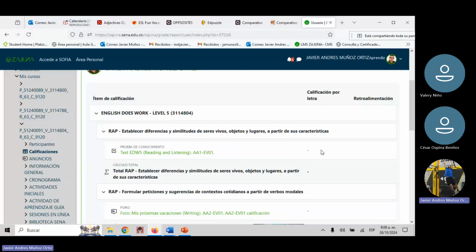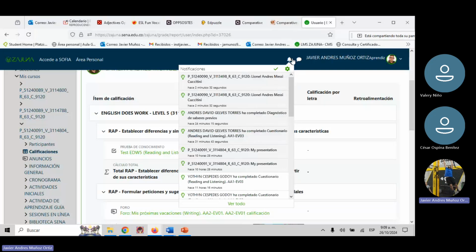If we find an A, that means that we have approved the evidence. It could be the test, the forum, or the video presentation or whatever. If we find a D, that means that we have to repeat the activity because it has some mistakes or is not following the learning guide, ¿vale? Okay, this is not important at this specific moment.